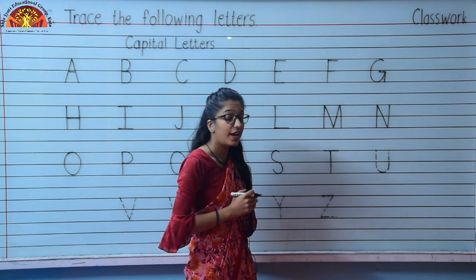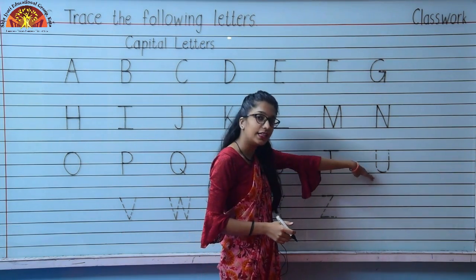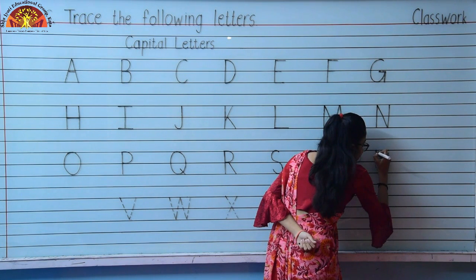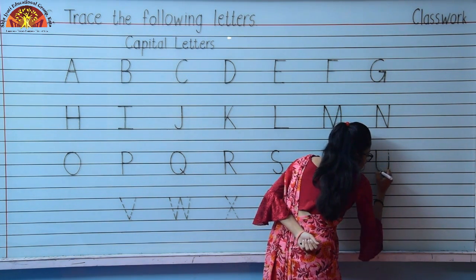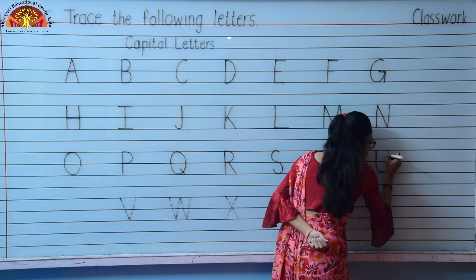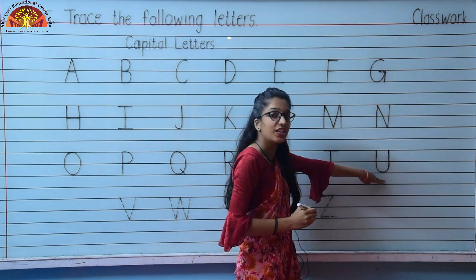Okay. What comes after capital letter T? It's U. Capital letter U. So kids, look over here, draw standing line, curve, again standing line. Like this. This is capital letter U.